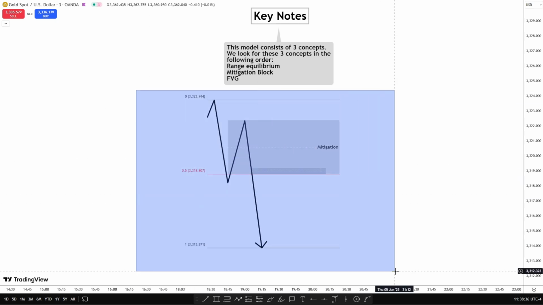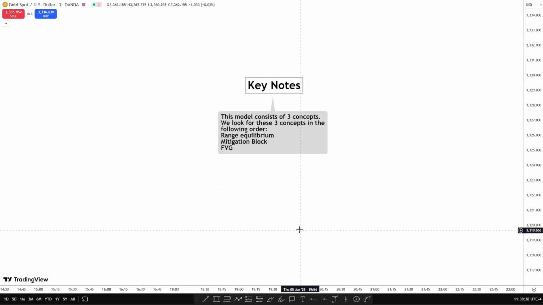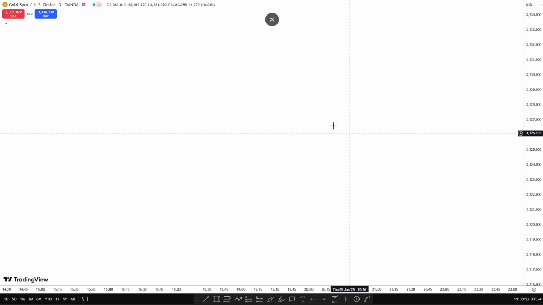So that is the simplicity of this model. It only consists of 3 simple concepts. However, when you bring them together, it creates an extremely strong entry model. But yeah, that's going to be all for today's video.